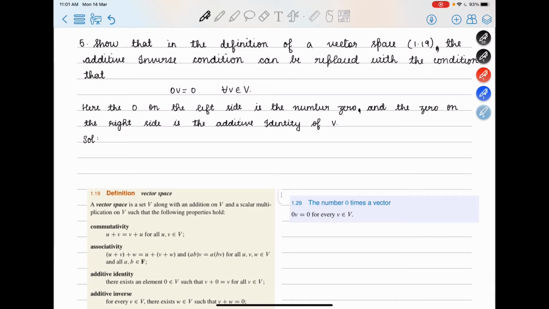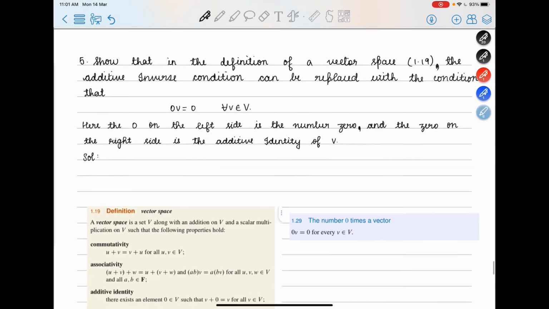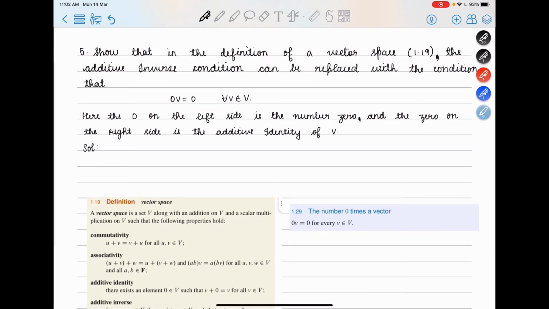Moving on to the next question. Question number 5 says, show that in the definition of a vector space, the additive inverse condition can be replaced with the condition that 0v equals 0 for all v in capital V. Here, the 0 on the left side is the number 0, and the 0 on the right side is the additive identity of capital V.